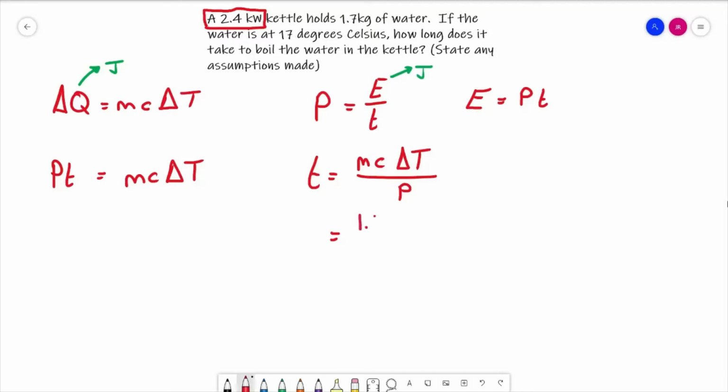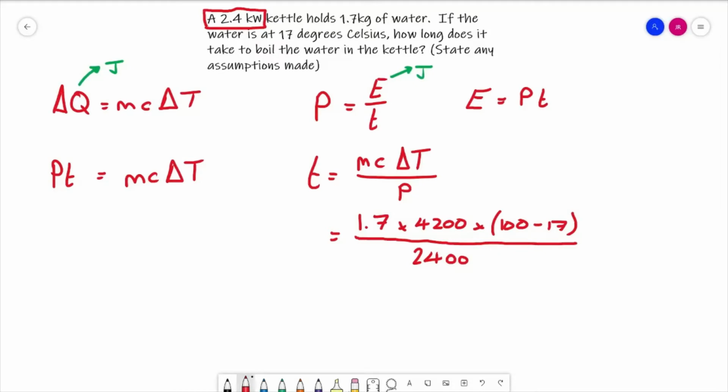So the mass of the water is 1.7 kilograms, multiplied by the specific heat capacity, 4,200, and the change in temperature, well again let's do this properly with change, so it's always final minus initial, so it's 100 minus 17. Now we know that that's going to be 83 degrees as a change in temperature, 83 Kelvin really is a change in temperature there. But again, I'm just showing you how to do that absolutely properly, just getting you in the good habits with those deltas and making sure that we do final minus initial. Anyway, we divide by the power, so it's 2.4 kilowatts, 2,400 watts.